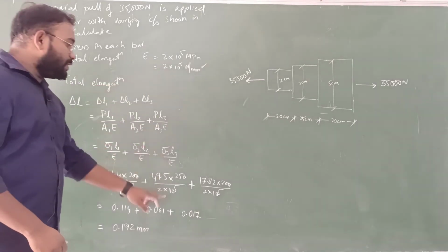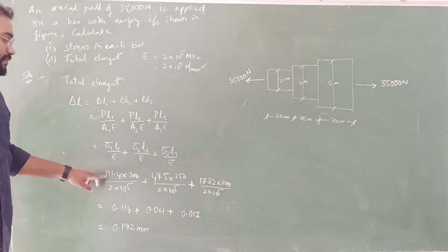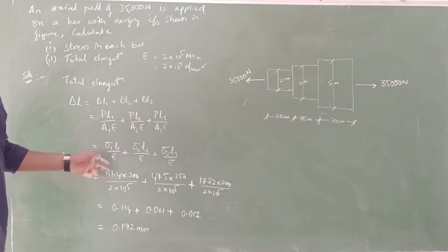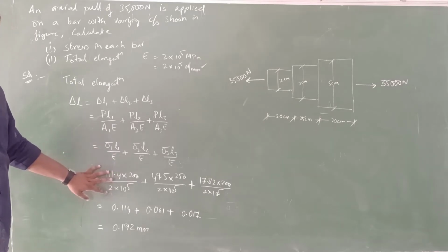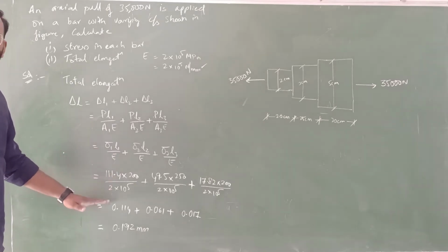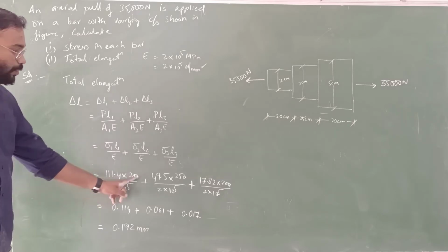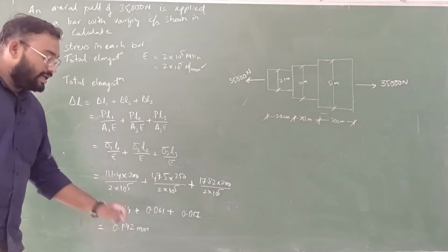Okay, so directly substituting here, and the stress we have got is also in Newton per millimeter square. These two units will be cancelled. Newton per millimeter square, Newton per millimeter square. These two will be cancelled. What remains is millimeters.